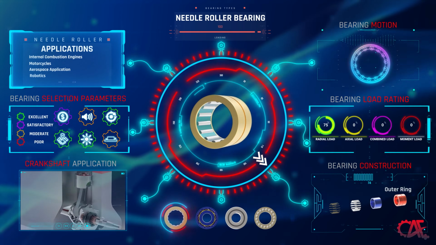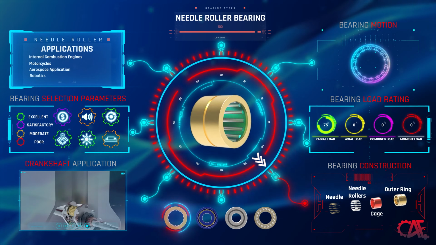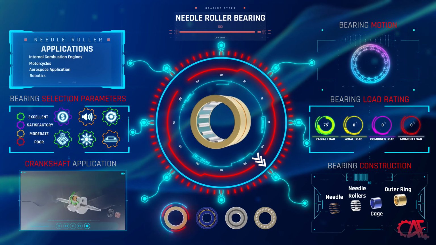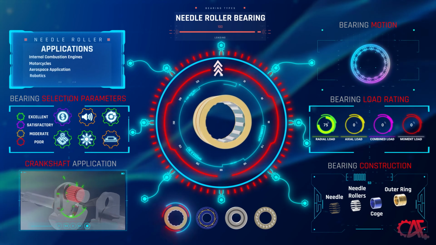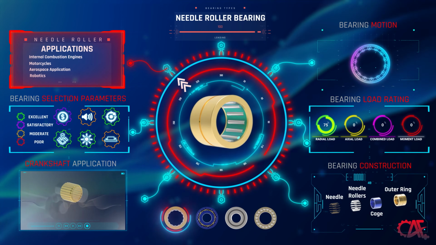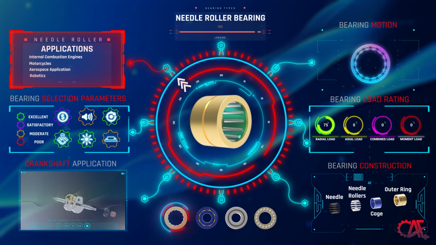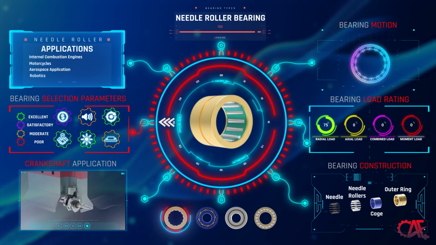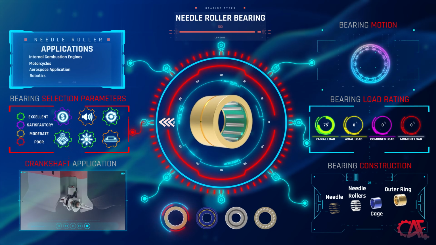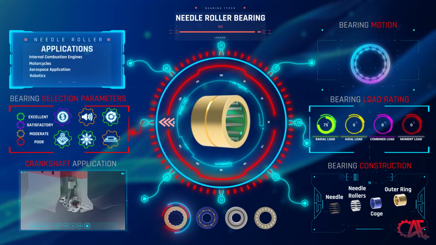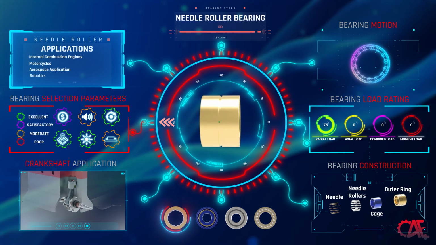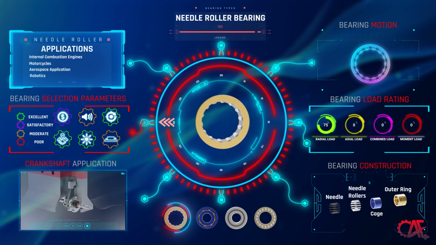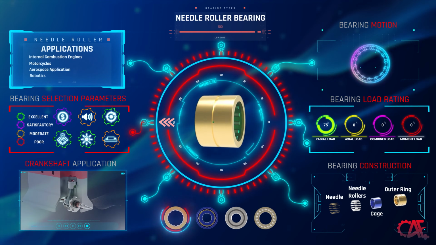Needle roller bearings comprise an outer raceway, a set of needle-shaped rollers, smaller needles supporting the rollers, and a cage to keep the rollers aligned. Needle roller bearings are known for their exceptional reliability across a diverse array of applications, including internal combustion engines, motorcycles, robotics, and the aerospace industry. When considering bearing selection criteria, we can identify them as outstanding for their compactness, substantial load-bearing capacity, impressive high rotational speeds, and accuracy. However, they are less favorable in terms of noise level and rotational friction.